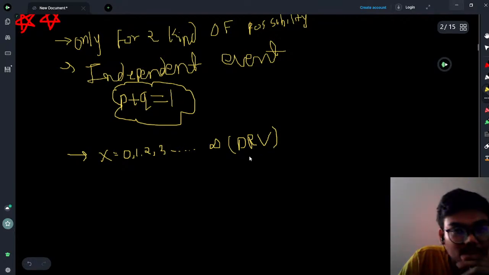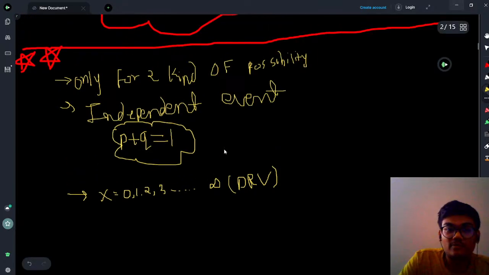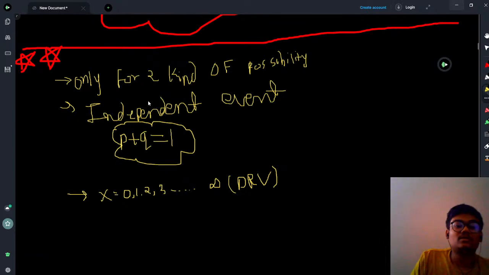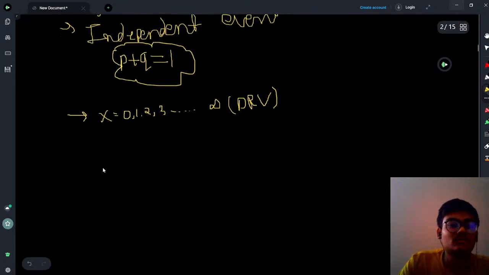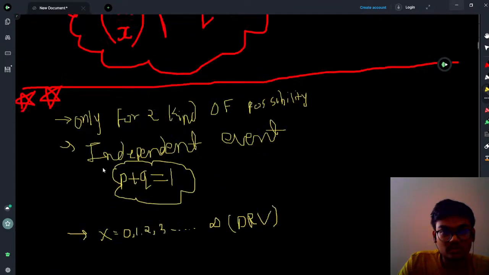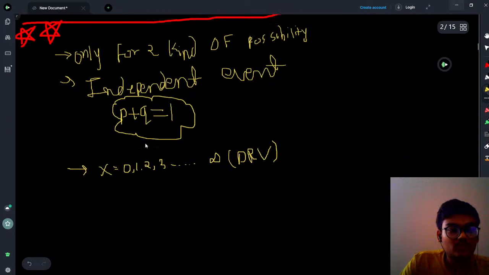Okay, now these are the main things that we have to follow for checking whether we can use a binomial distribution or not. The first thing is that only two kinds of possibility are there. The second thing is that the events should be independent. Because we are getting independent events, only then can we get p plus q equal to 1, and our x should be a discrete random variable.